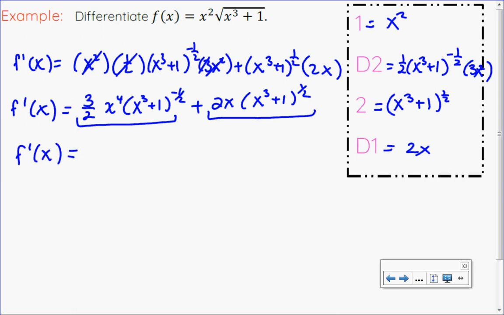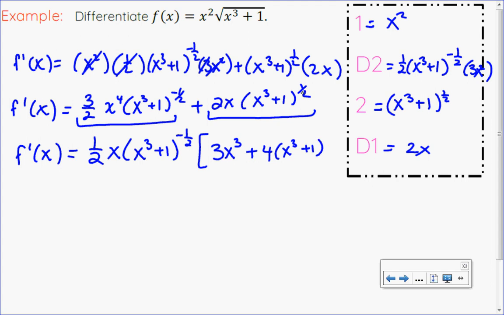So 3/2 and 2. Well, first of all, I notice there's a fraction. I never want a fraction, so I'm going to take out the half. I have x exponent 4 and x, so I take out the smaller. And then I have (x cubed plus 1) to the smaller exponent, negative 1/2. So 3/2 divided by 1/2 is 3. x to the 4 divided by x is x cubed. And these two divide to be 1. Plus 2 divided by 1/2 is 4. x divided by x is 1. And then x cubed plus 1. When I divide those, I keep the base the same, subtract the exponents, so half take away negative 1/2 is 1.